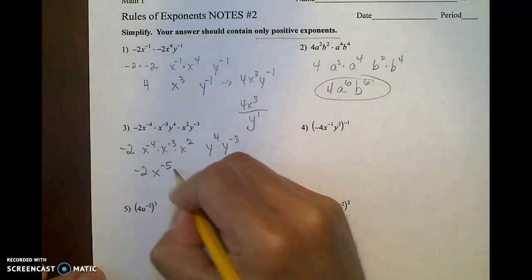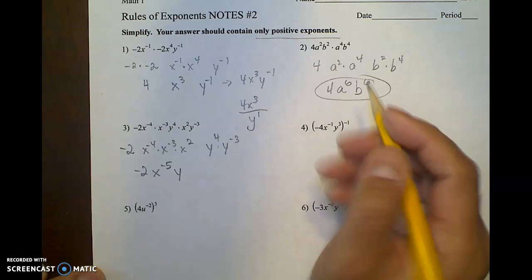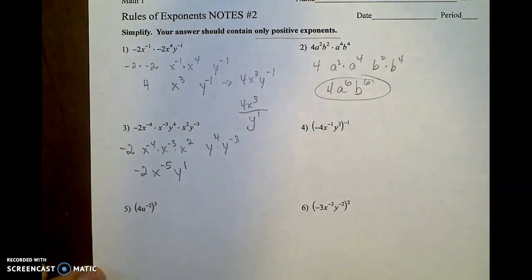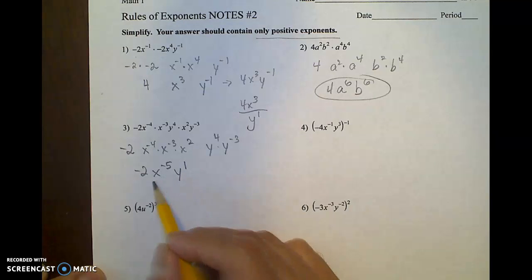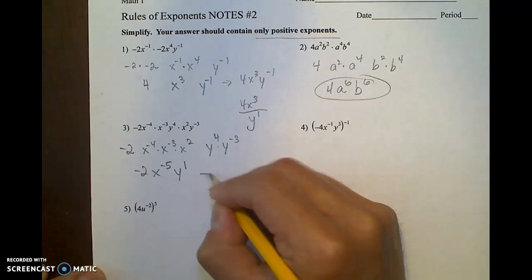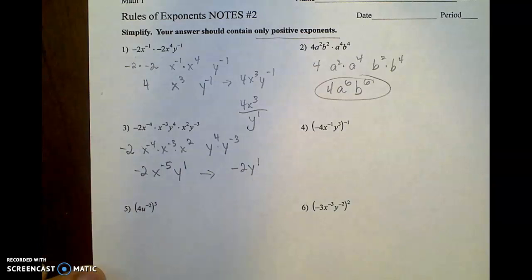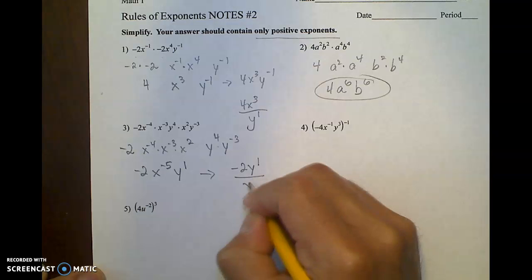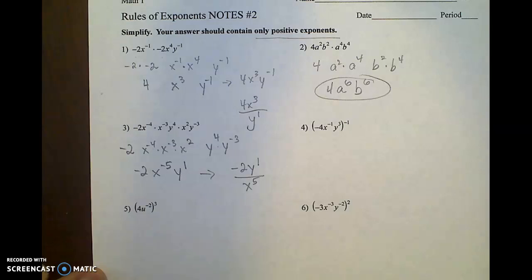Keep the base for the y. We add the exponents. 4 plus -3 is a +1. Alright, so now we have a negative exponent attached to the x. So when it comes to our final answer, the -2 and the y to the 1 stay up top. The x gets flipped to the bottom, and the exponent becomes positive.